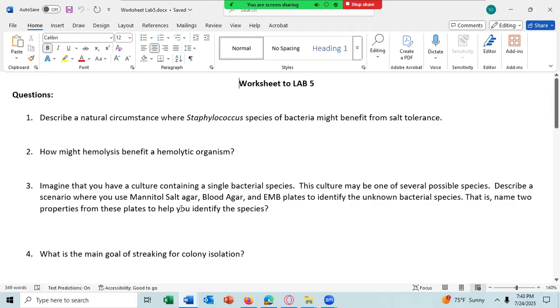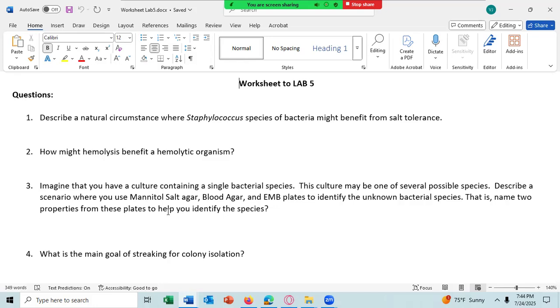Any question about number 3? And if you don't name 2 properties for each one of these 3 plates, you will not get 100% correct. In fact, for this question, if you only name 1 for each of the 3, you only get 50% correct. Any question about number 3?